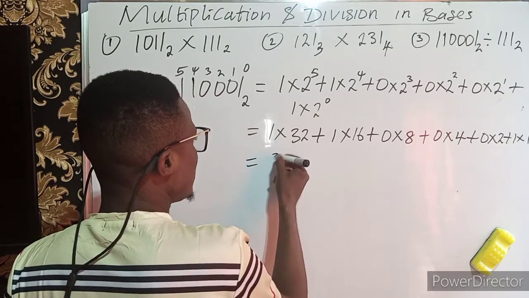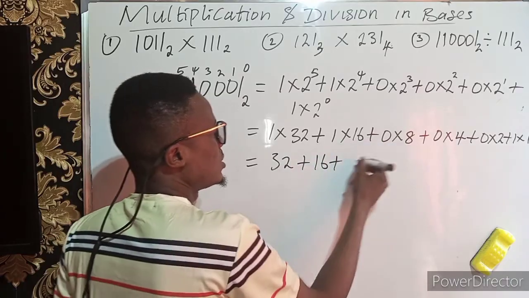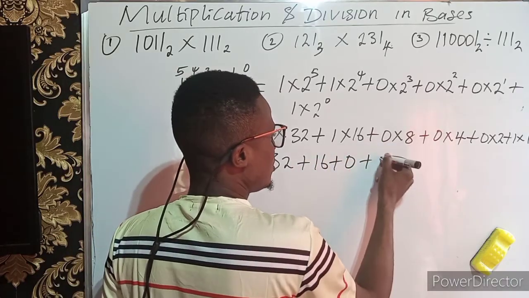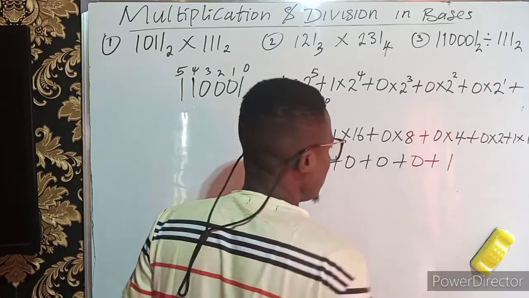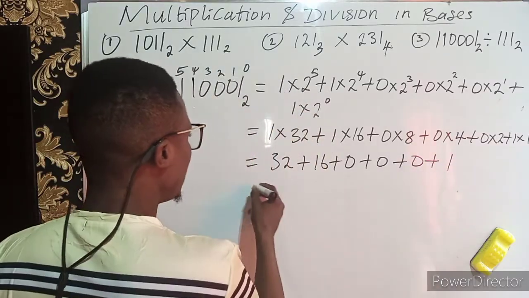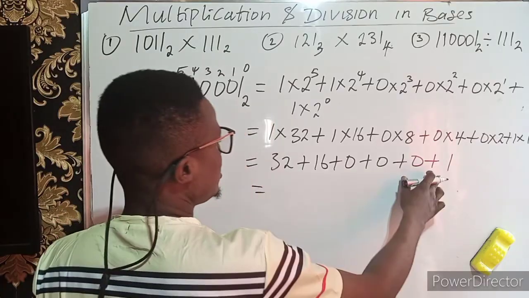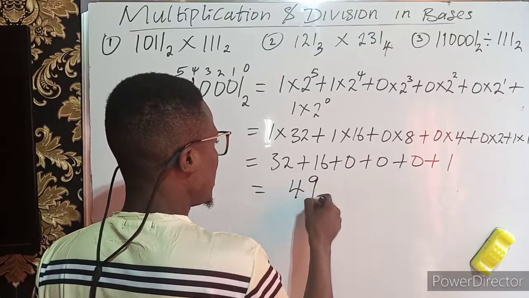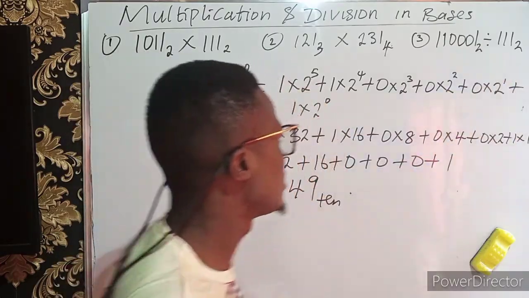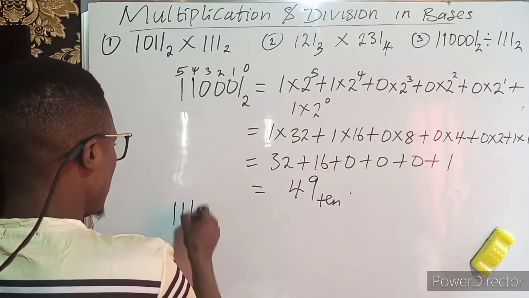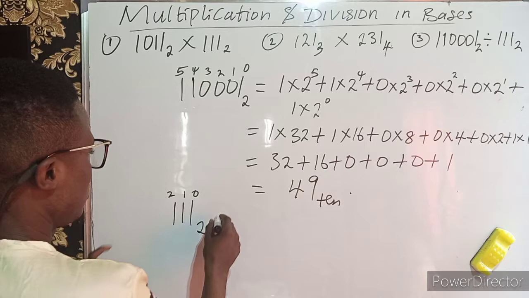So this will give us 1 times 32 is 32 plus 1 times 16 is 16, 0 times 8 is 0, 0 times 4 is 0, 0 times 2 is 0, 1 times 1 is 1. Then you sum up. 32 plus 16 is 48. 48 plus 1 will give us 49 in base 10. We bring the next number, which is 111 base 2. You call the positions 0, 1, and 2.